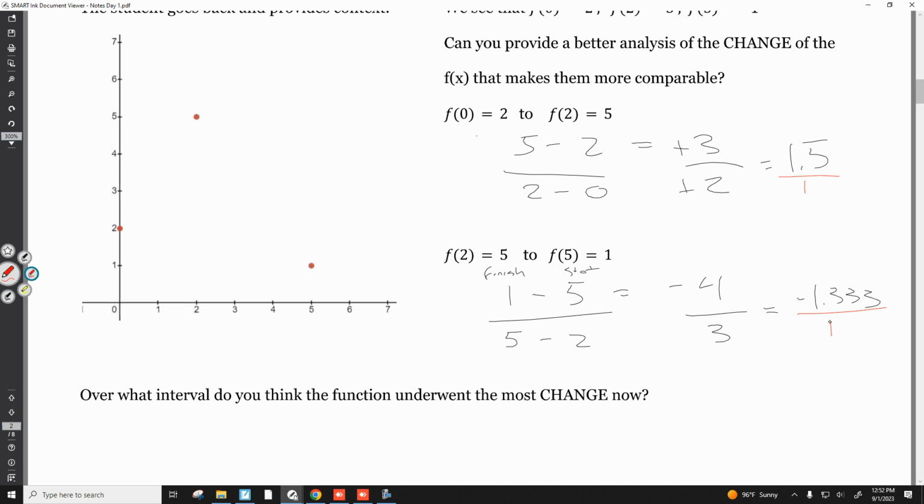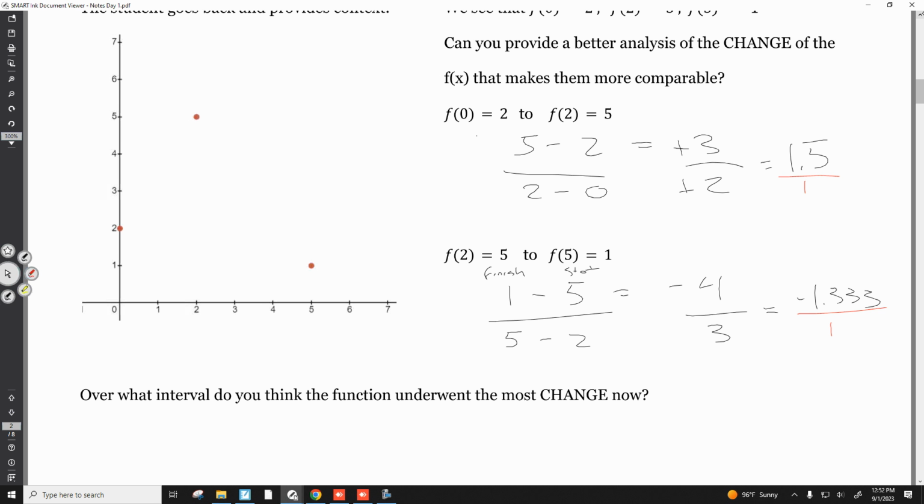I had a net change of 3 y's over 2 x's. I can change that to a change of 1.5 y's per 1x. I had a net change of down 4 y's over 3 x's. Dividing those 2 numbers, I have a net change of down 1.333 y's per x. We now have 2 numbers that can be compared because we are talking on a per x unit basis. We've taken out the space, we've provided context. Where do you think the function underwent the most change now?